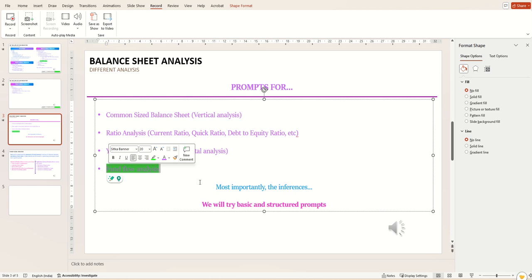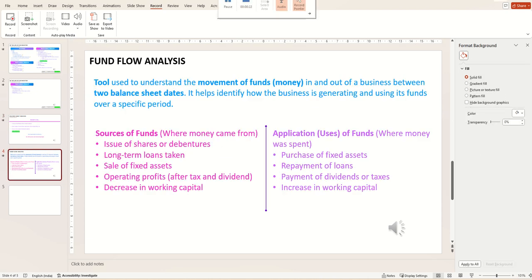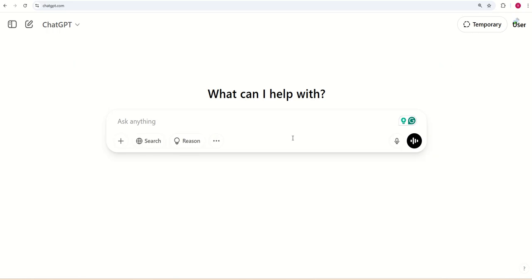If you don't know fund flow analysis, or if you're hearing this term for the first time, I would request you to please check my previous video and understand fund flow analysis before proceeding with this video. Now I am going to show you the prompting in action for this fund flow analysis.